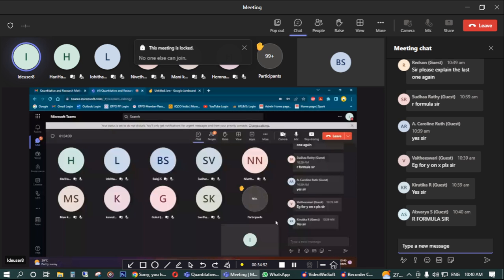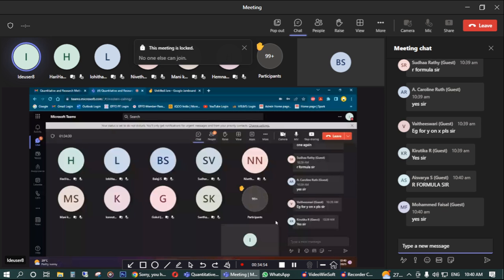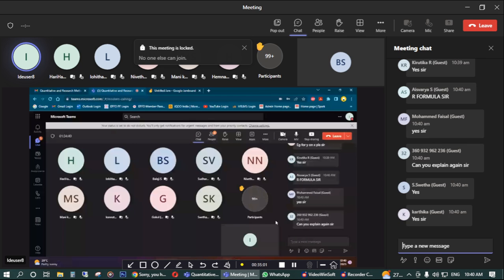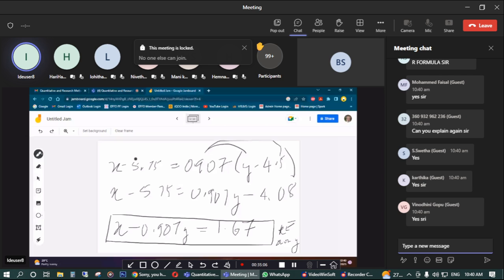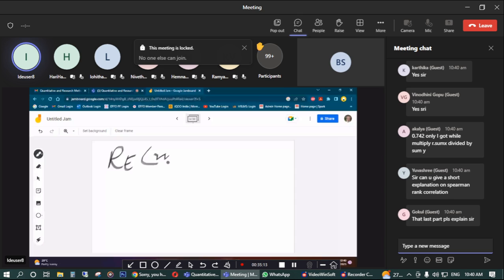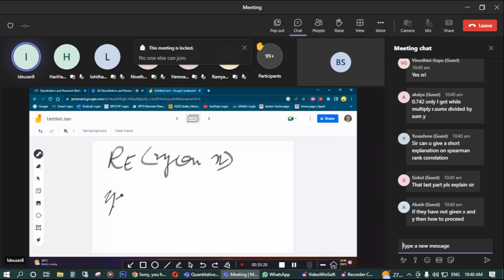The R formula is covariance of xy divided by sigma x into sigma y. I think you have not attended my first class. Fine, so you have understood that. Now quickly go ahead and do the regression equation of y on x. What is the regression equation of y on x? Y minus y bar is equal to r into sigma y by sigma x into x minus x bar.